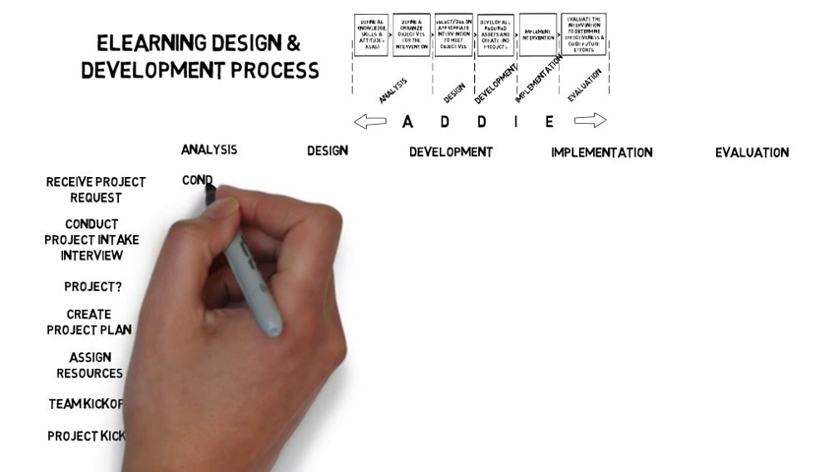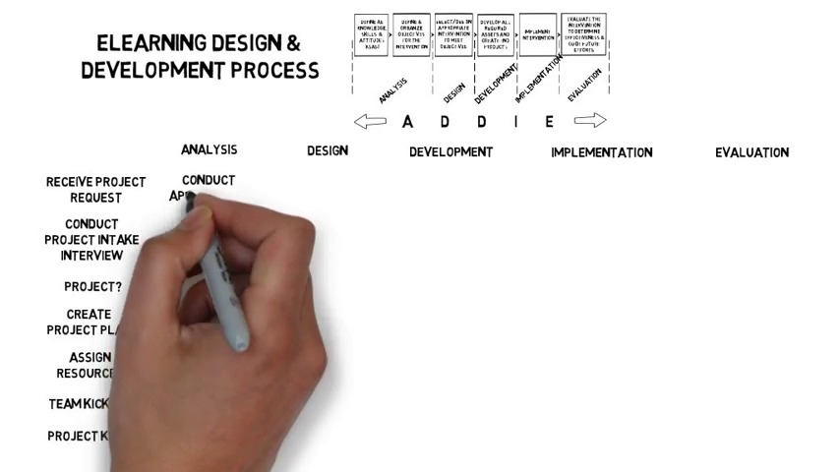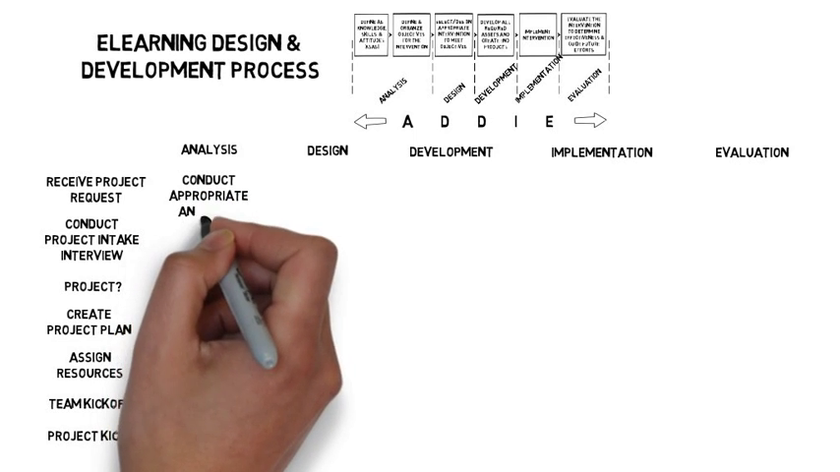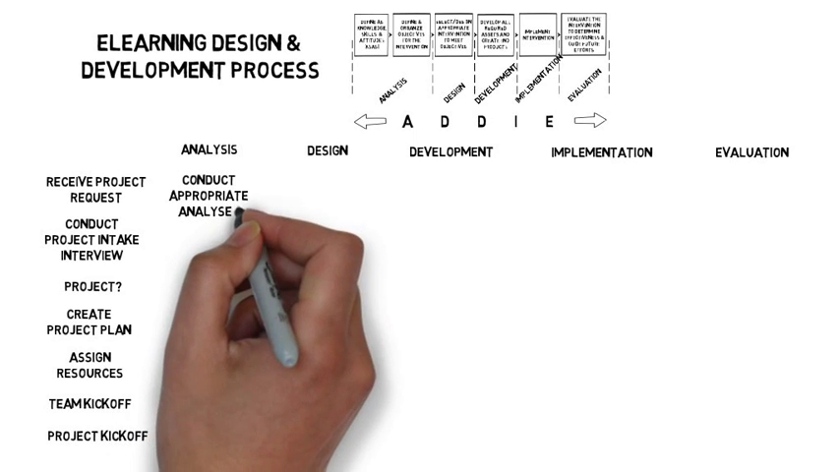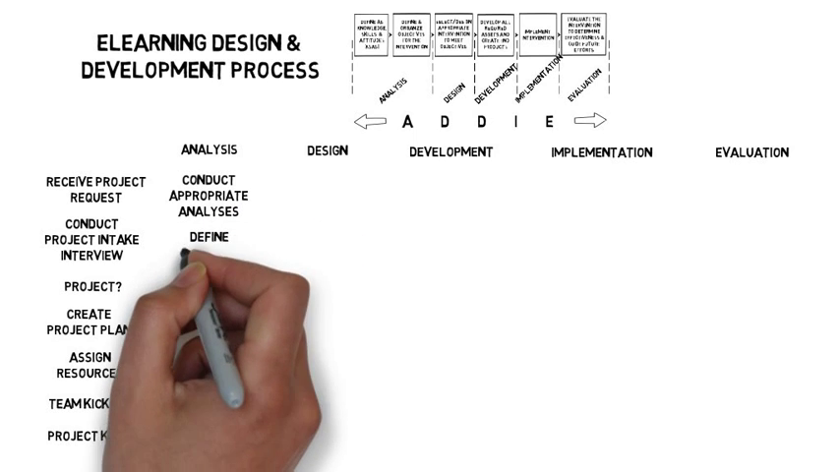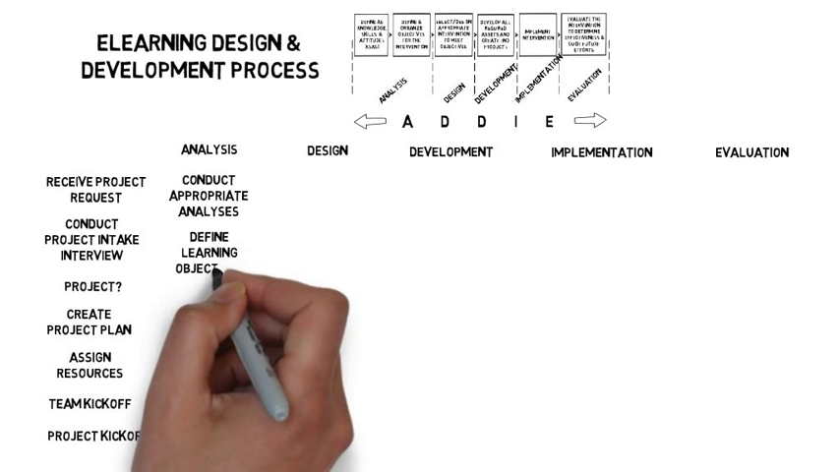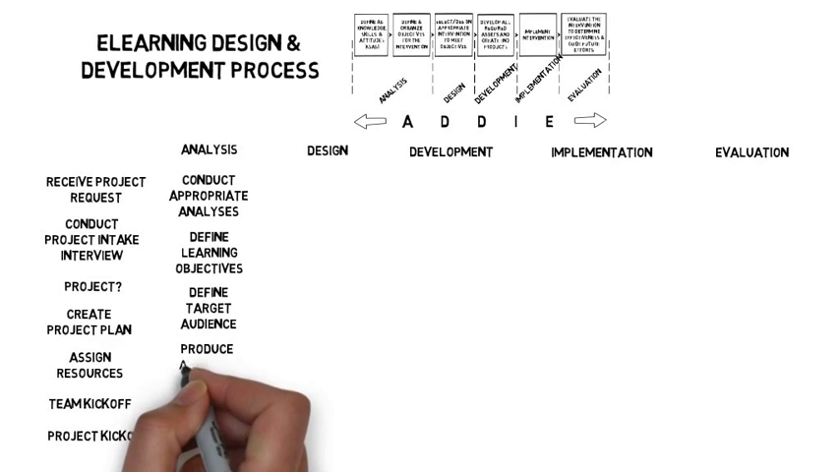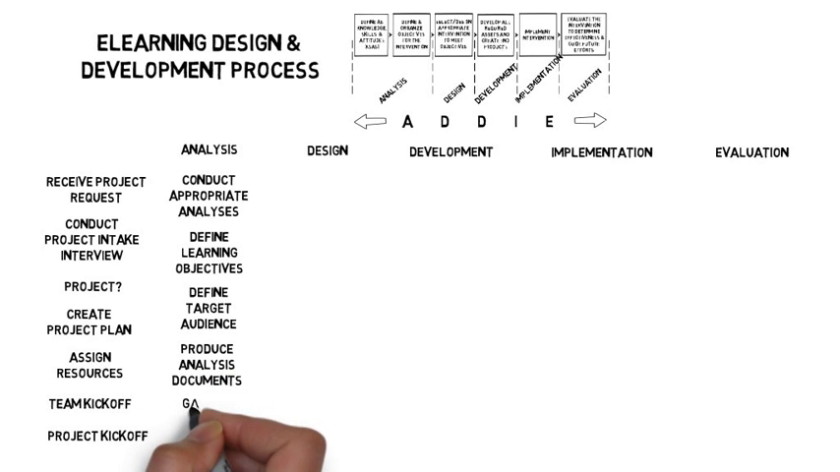Your team will conduct the appropriate analyses, including root cause analysis, technical audits, needs analysis, audience analysis, gap analysis, and criterion analysis. Out of these analyses are defined learning objectives, a defined target audience. Next, you'll produce the analysis documents and gather baseline data that will be used later to determine the effectiveness of your curriculum. Now we move on to design.